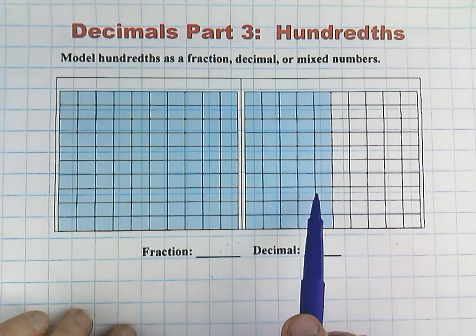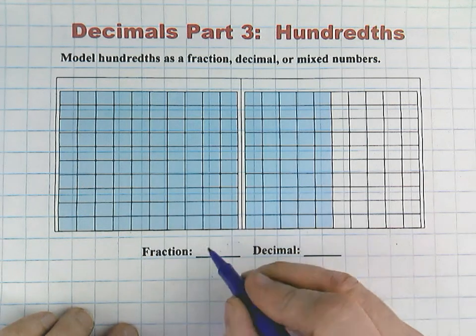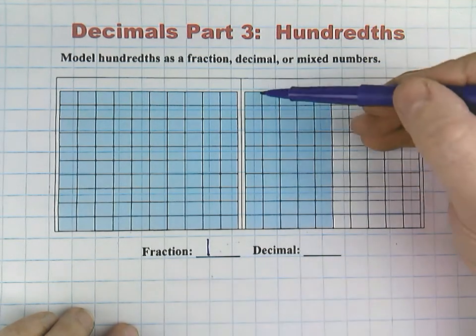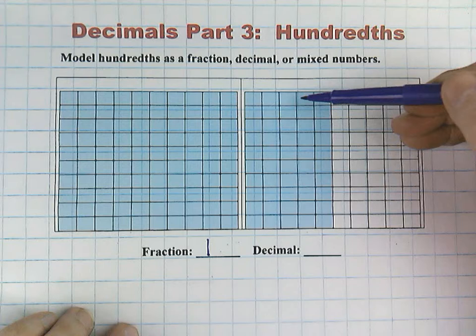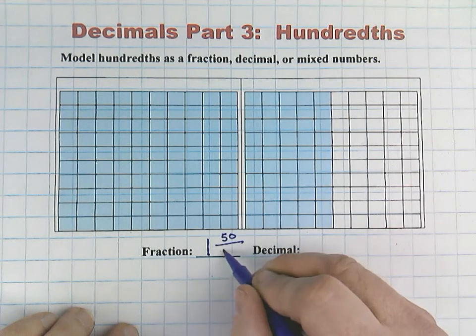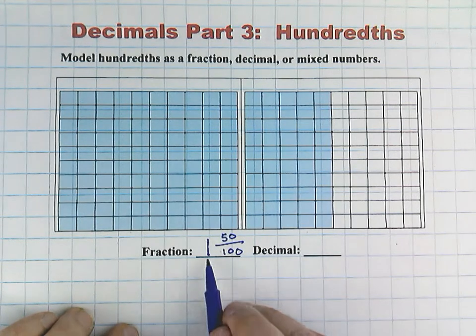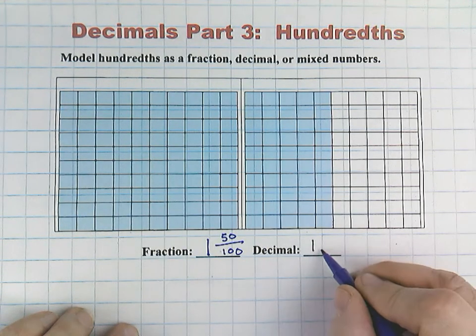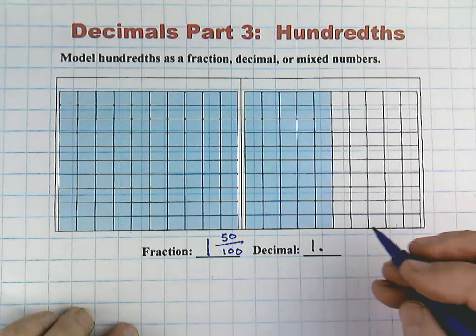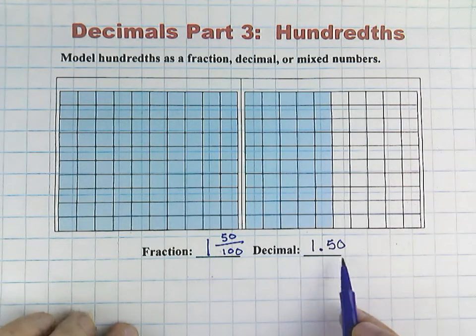The light blue represents a mixed number, so this would represent one whole. And this would be 10, 20, 30, 40, 50. So in fraction form, it would be 1 and 50 hundredths. In decimal form, we also have one whole. So 1 decimal point, and then 50. So this would be read 1 and 50 hundredths.